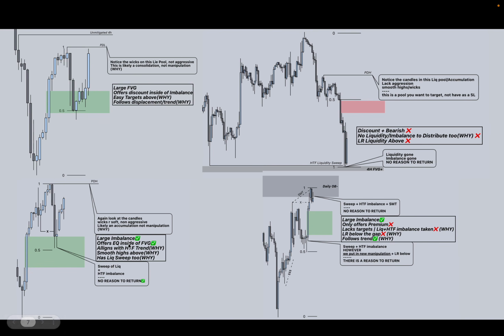But then obviously large imbalance offers that equilibrium. We don't actually tap equilibrium, but it's offered, so that's good. Aligns with a high time frame trend, smooth highs above. That's just your liquidity pool. And then why is this bad? I do want to go over the bad setup.